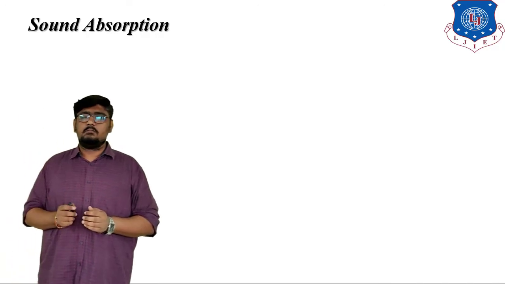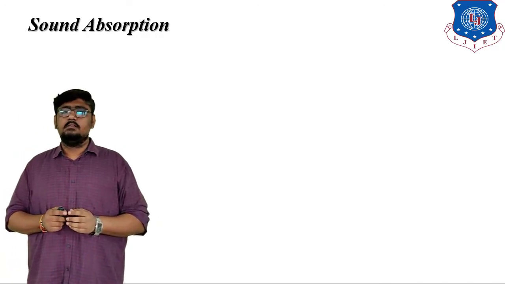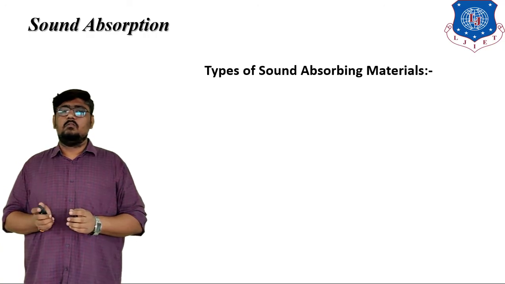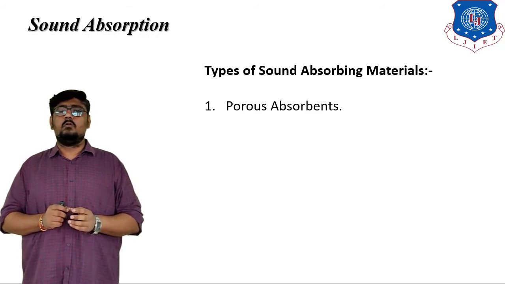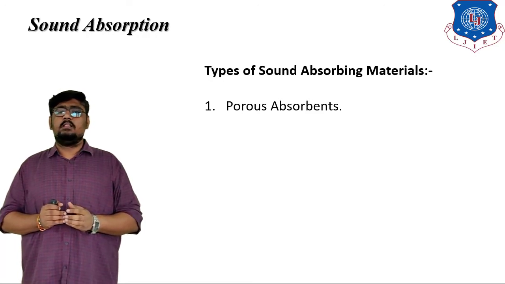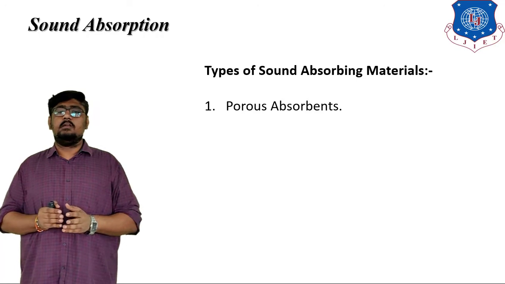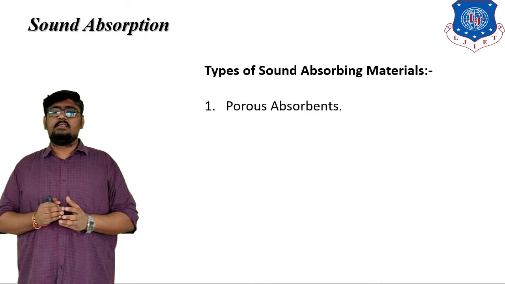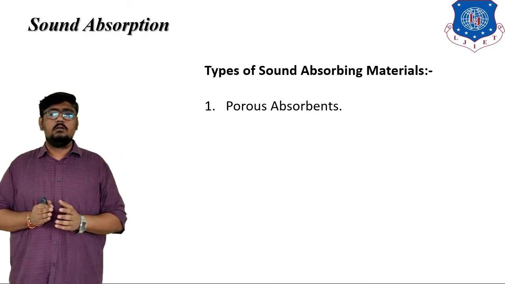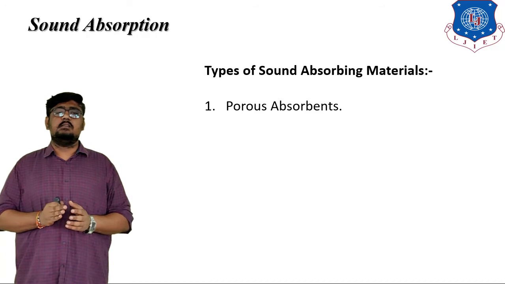So, here are some sound absorbing materials with their properties. The first one is the porous absorbent. Whenever a sound wave strikes the surface of a porous material, a part of the wave gets reflected while the other part enters into the porous material. The reflected wave energy is reduced, while the part of the wave that entered the material is converted into heat. Examples of porous materials are rockwool, wood wool and glass silk.